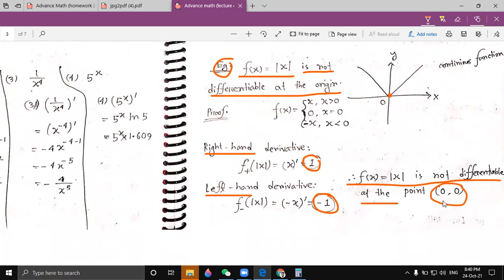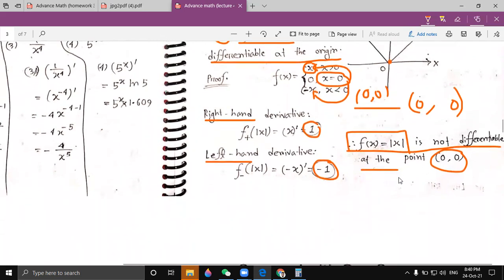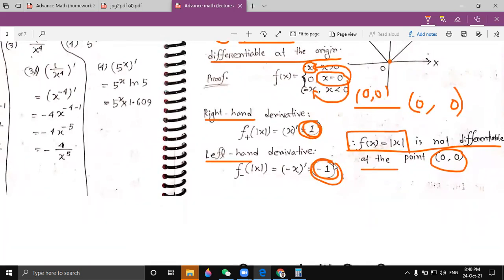So how do we find this 0 point? You can see our value of x is 0, right? If you put this value of 0 here in the right hand limit, it will make 0. So if x is 0, y will also be 0. And if you put the value of x here, if x is 0, then y will be minus 0. So minus 0 and 0 are the same, right? This way we find this 0 point. So this function is not differentiable at the point 0, 0, because at this point our right hand limit and left hand limit are not the same.